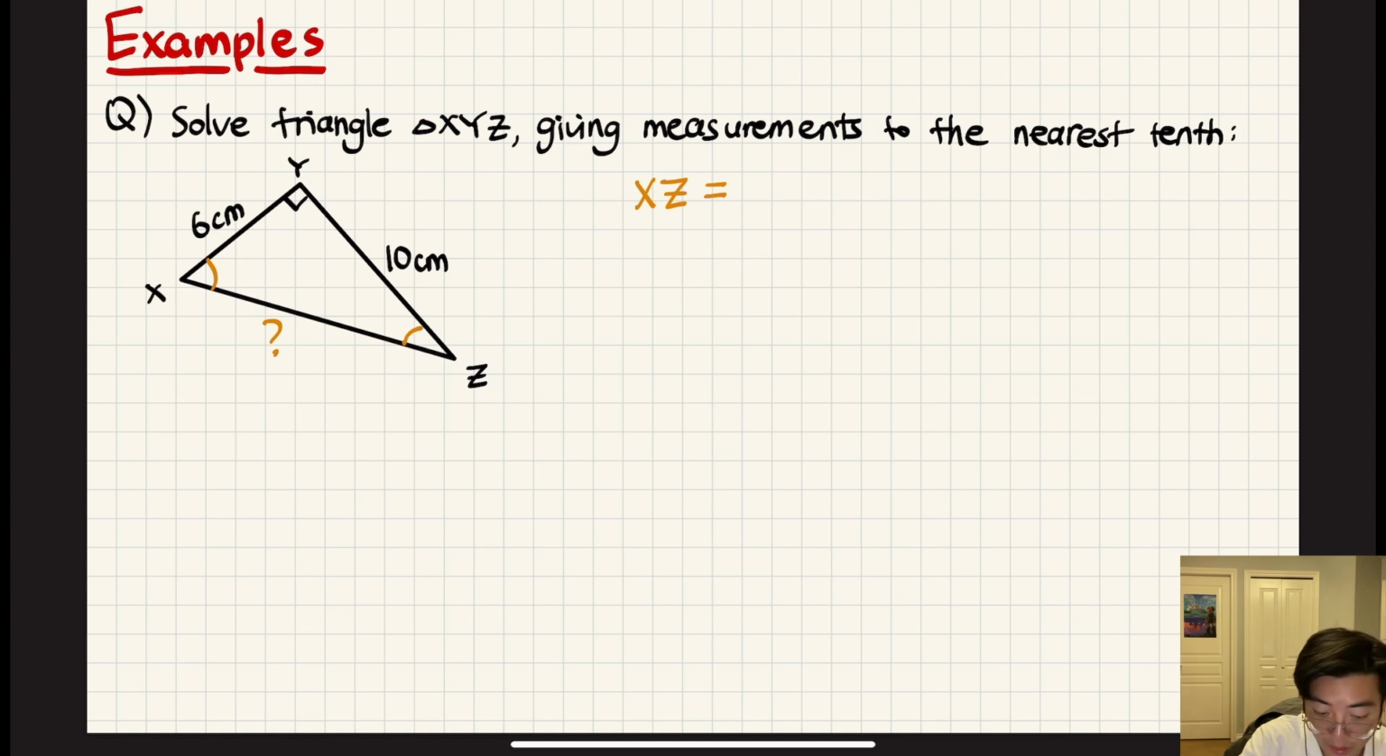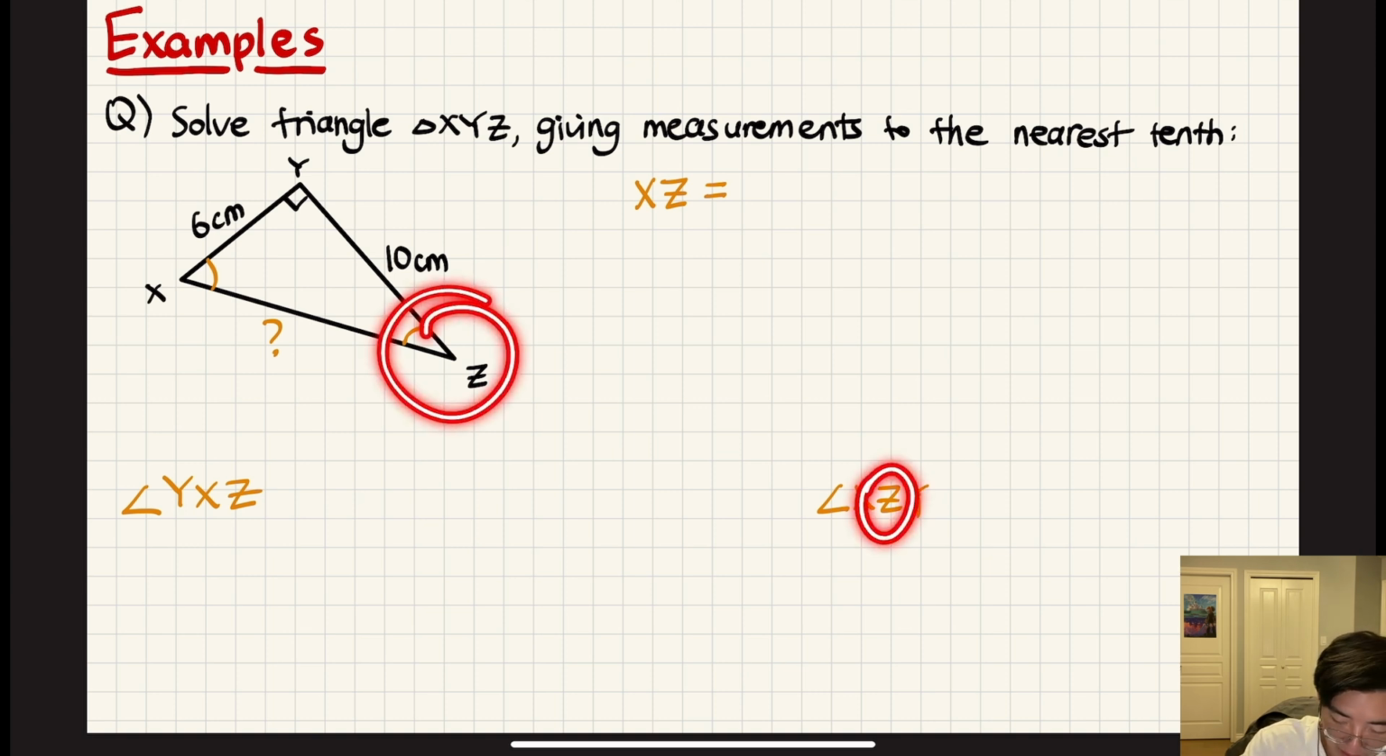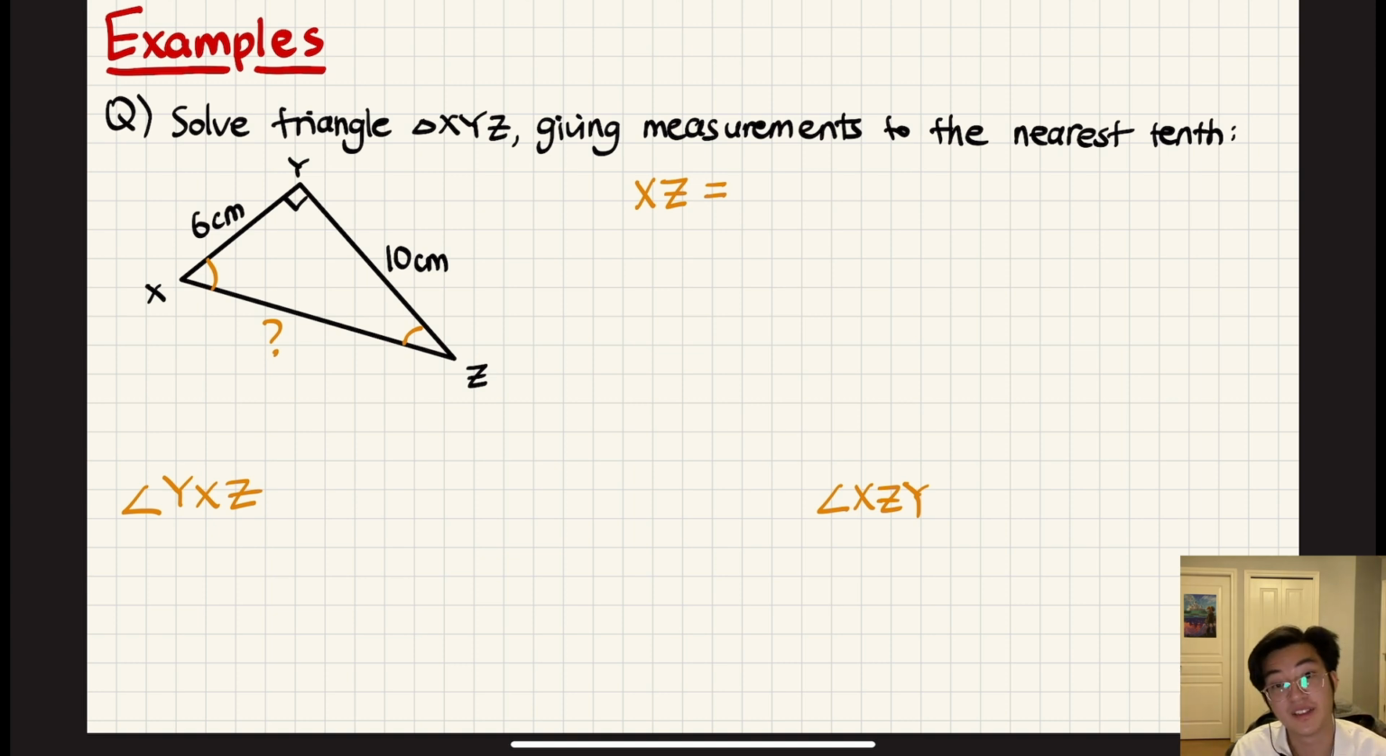Because this angle is at the point X that connects the points Y and Z, we write it as angle YXZ. The middle letter is the angle we're trying to solve. Similarly, we also have the angle XZY. Z is the angle in the middle we're trying to solve that connects the points X and Y. With that being said, let's start with the line first, because that one is pretty fast.